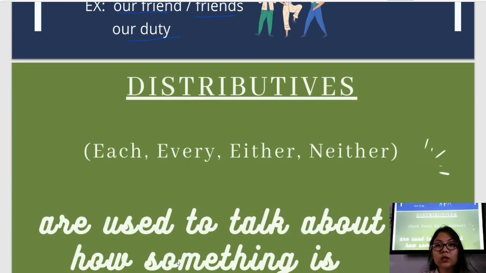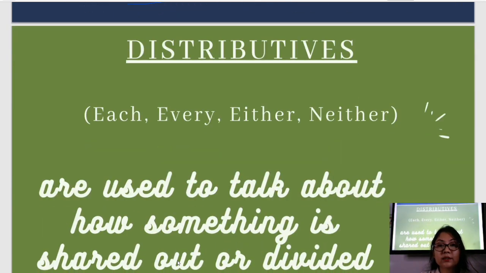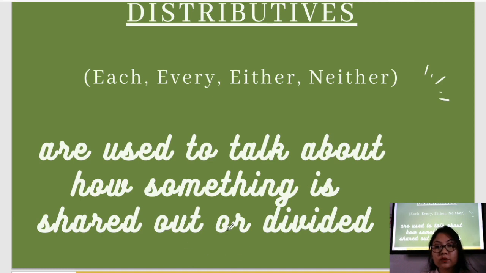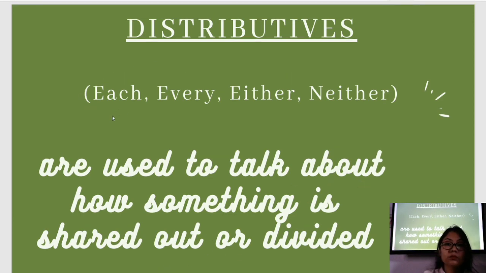Now let's move on to the next determiner, that's distributives. What are the distributives? Each, every, either, neither. You can also say either, neither, but that's the American pronunciation. I prefer the British one. So what are distributives? Distributives are used to talk about how something is shared out or divided. Let's look at a few examples.